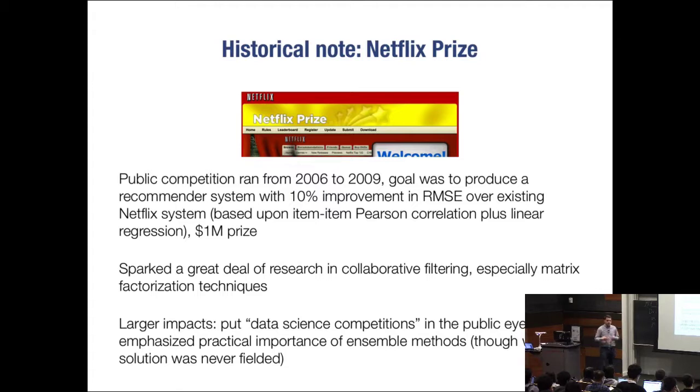And they released a very large data set with about 100 million different ratings for users and for movies. And they challenged people to improve upon that by 10%, improve on the root mean squared error of their current best predictor by 10%. And there was a $1 million prize associated with this.